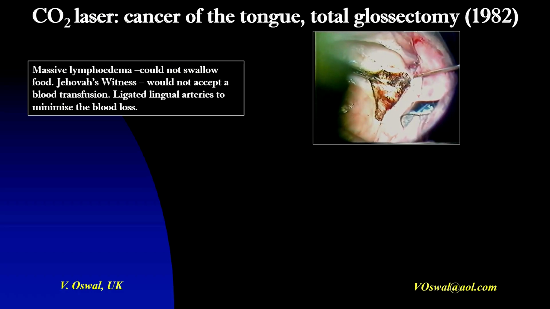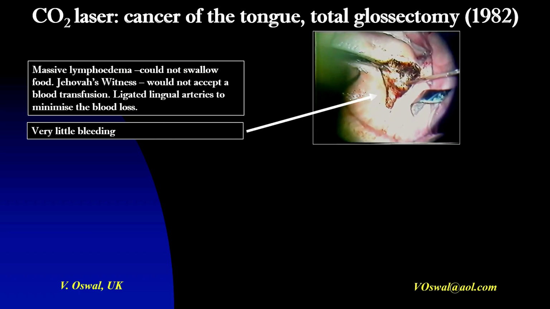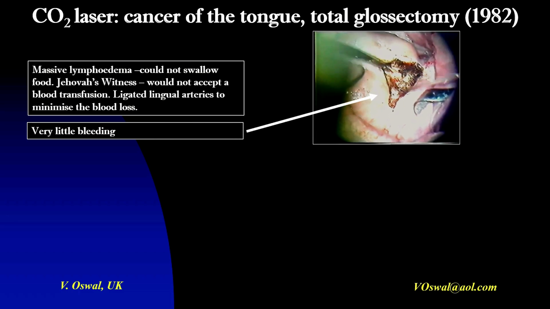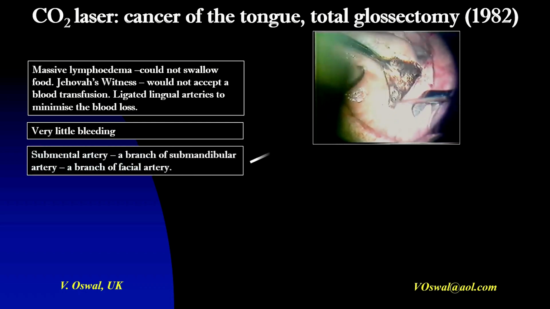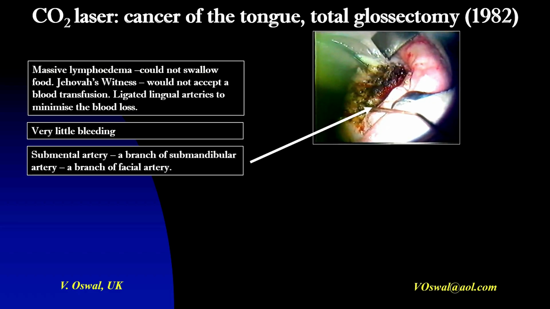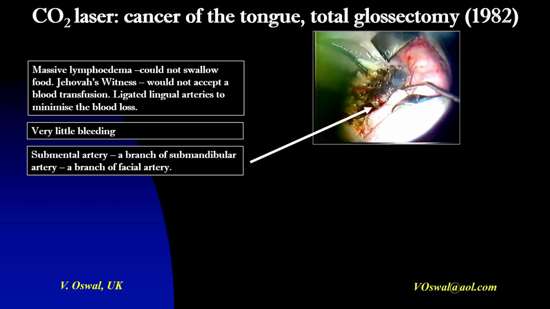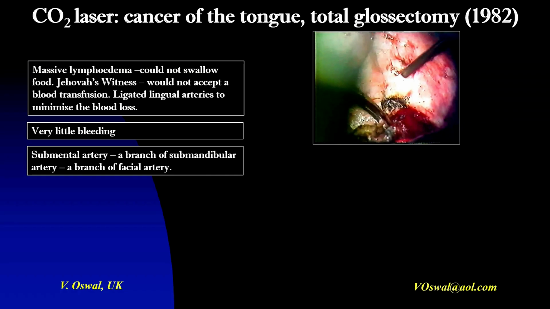Initially, there was very little bleeding due to the hemostatic property of the laser. But as I cut deeper, I came across a large blood vessel which started to bleed. It was a submental branch of the facial artery, and therefore lingual artery ligation was ineffective in the anterior third of the tongue.